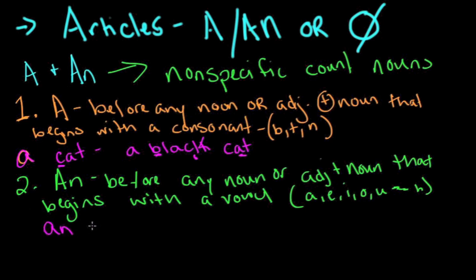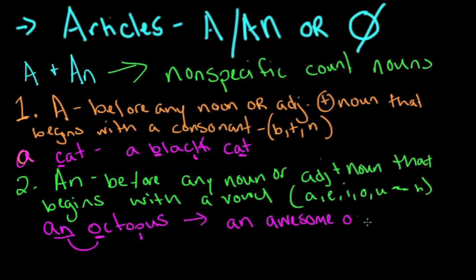An octopus. Here we have an O, and so we have an octopus. Let's look at the adjective combination. An awesome octopus. So here we have A, and we have that combination. So that's the reason why we use an.